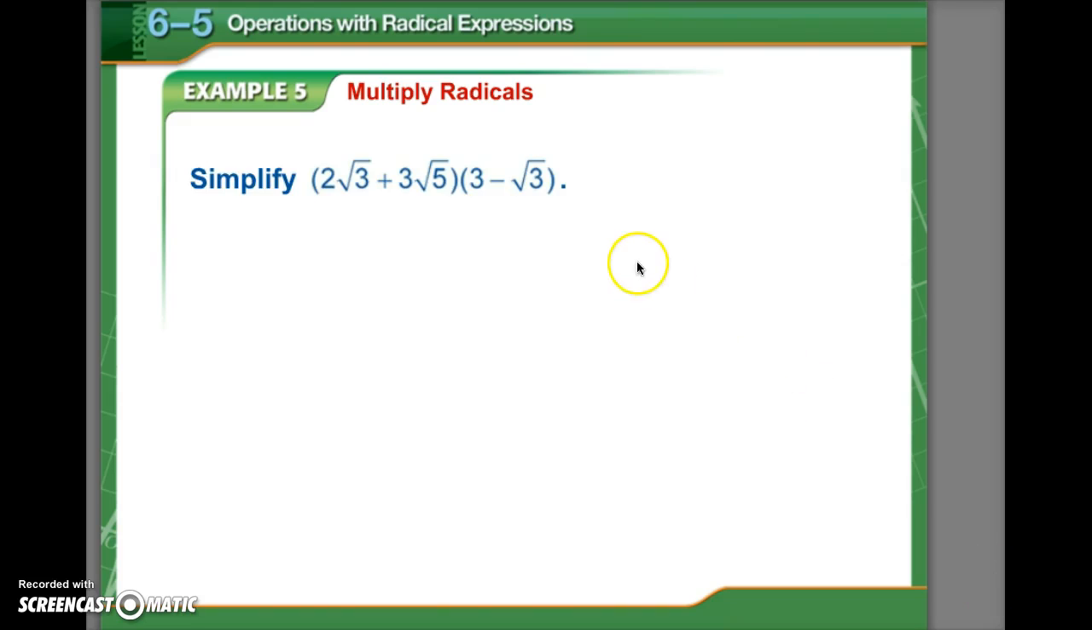Okay, in example 5, we're going to be multiplying radicals this time. And you notice in this we have a term plus a term, so that's 2 terms, that's a binomial, times a term minus a term, 2 more terms. So we have a binomial times a binomial. Whenever you have a binomial times a binomial, you are going to use FOIL.